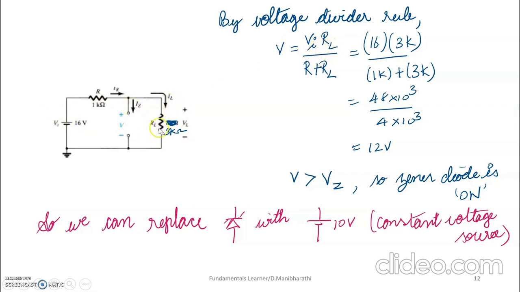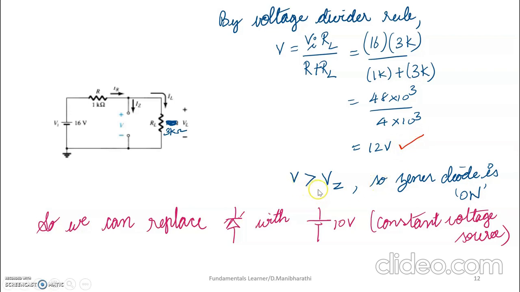What is the resistance across V? That is your RL, divided by the total resistance R plus RL. So 16 into 3K divided by 1K plus 3K. 16 into 3 is 48, 1 plus 3 is 4. 10 power 3 gets cancelled out. 48 by 4 is 12 volt. So the voltage across the Zener diode when it is open, when it is removed, I am getting as 12 volt.